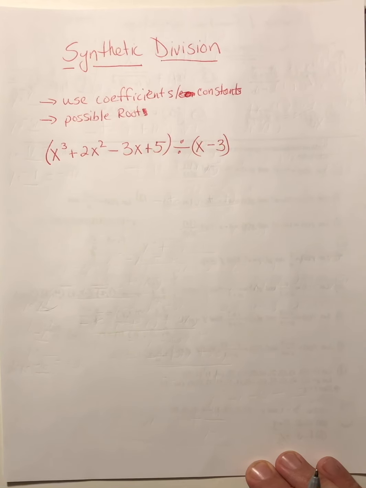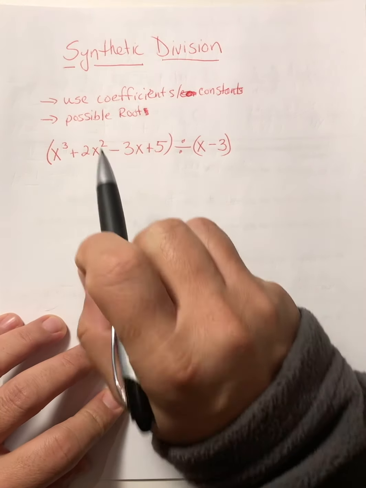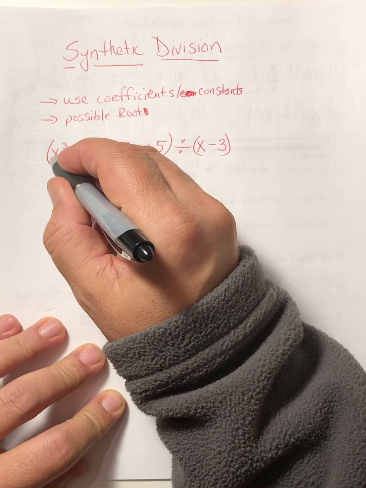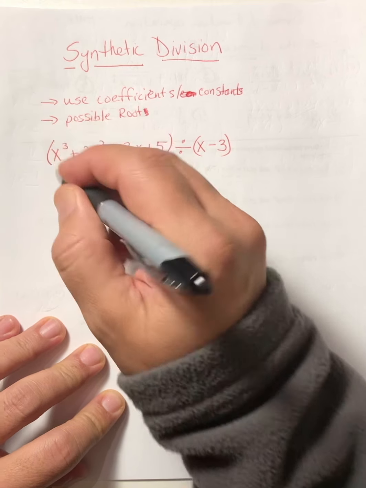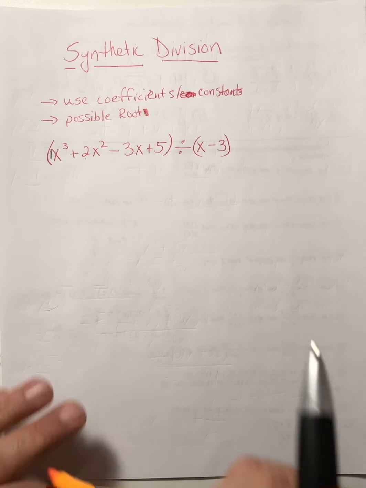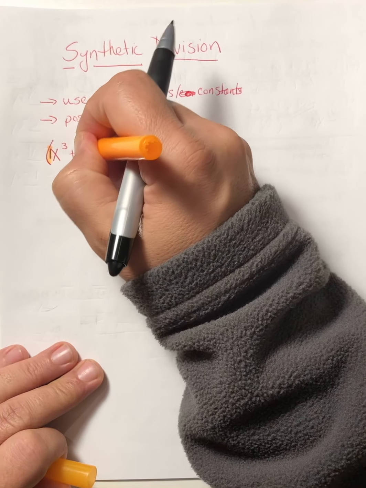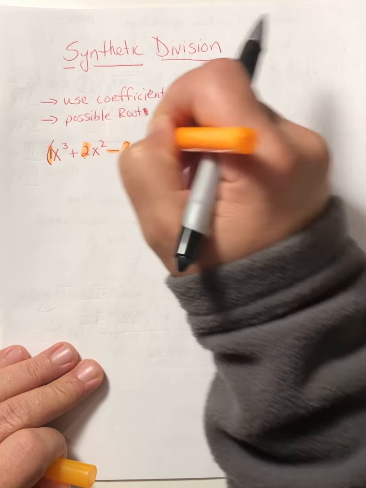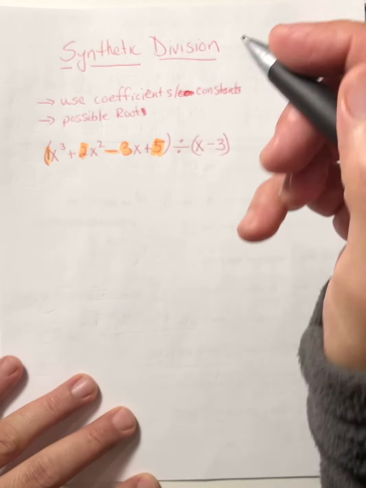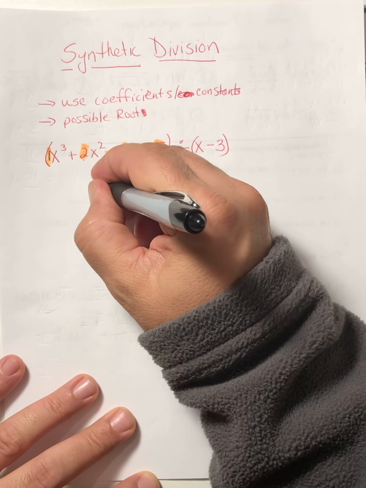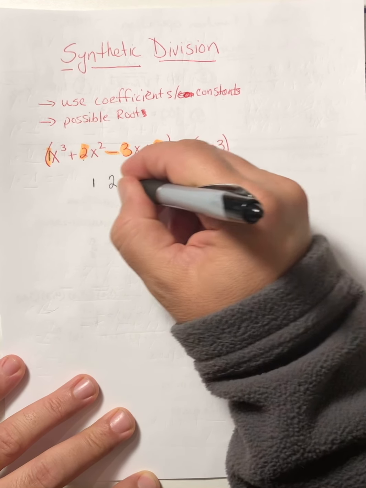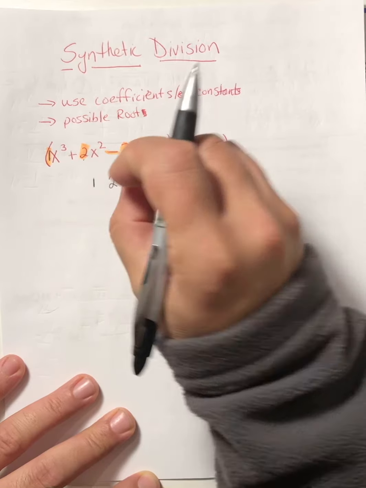So synthetic division uses coefficients and the constants. Remember, the coefficients are the numbers in front of the x's, so there's a 1 there, a 2, a -3, and a 5. Remember, you've got to say the signs. So we have a 1, a 2, a -3, and then the 5 is a constant. So those are the coefficients. We're going to write down 1, 2, -3, and 5. Give yourself a little spacing in there. Don't squeeze everything together.